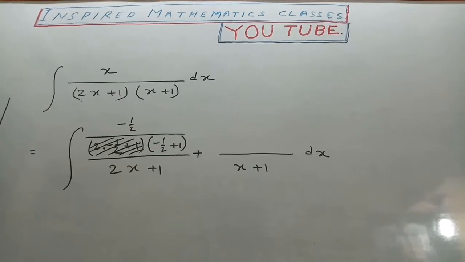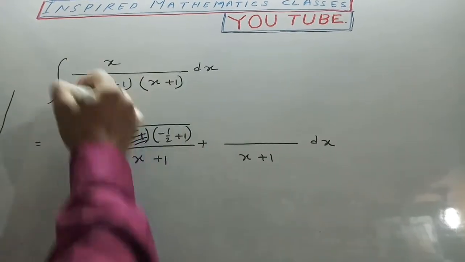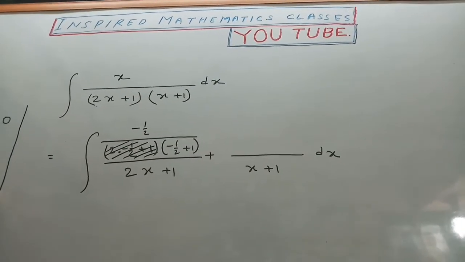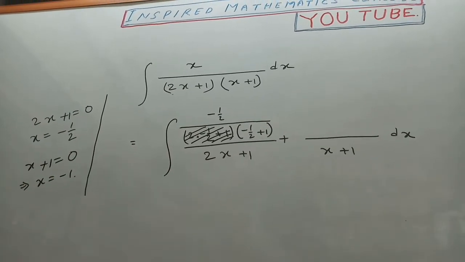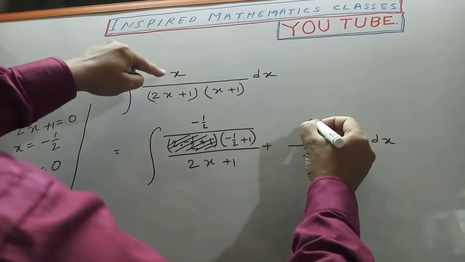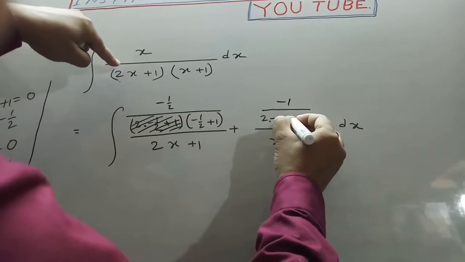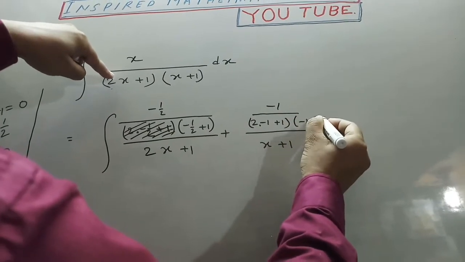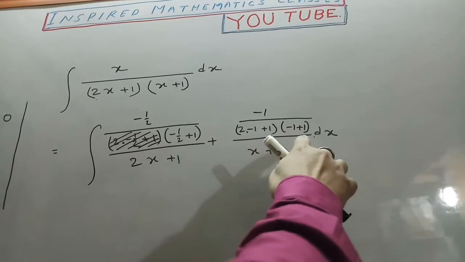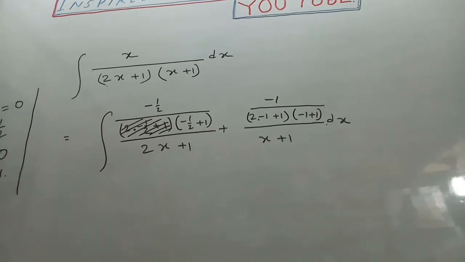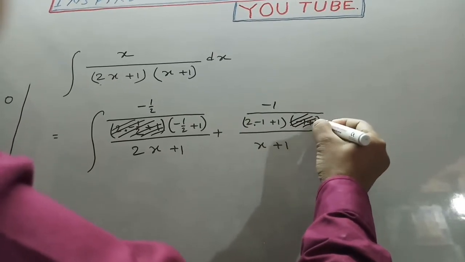In a similar way we find the numerator. Here is x plus 1, so x plus 1 is 0, or x is minus 1. Now put the value of x, minus 1, in place of x in the complete function, that is minus 1 by 2 times minus 1 plus 1, minus 1 plus 1. In a similar way, this is 0, therefore this is not possible. Because division by 0 is meaningless, that is undefined, so this is cancelled.